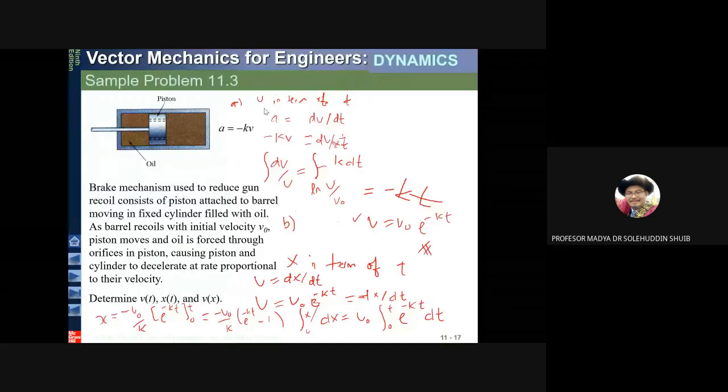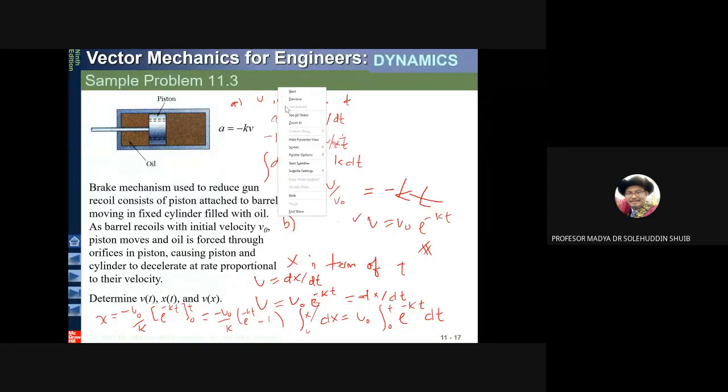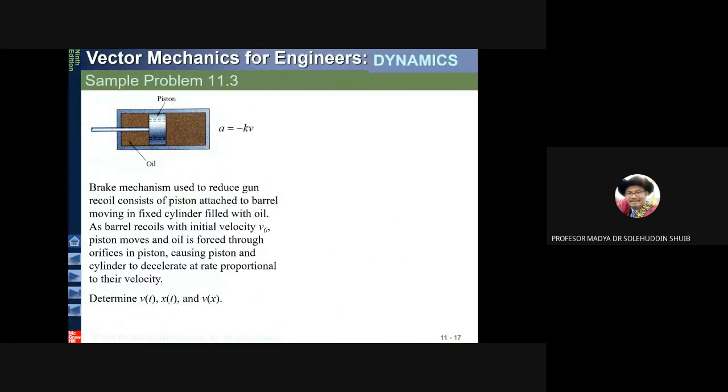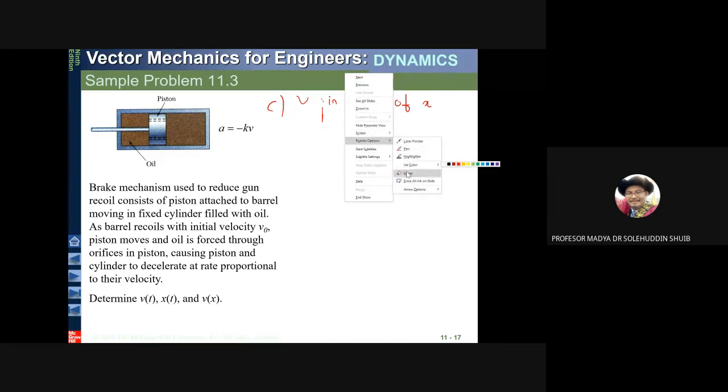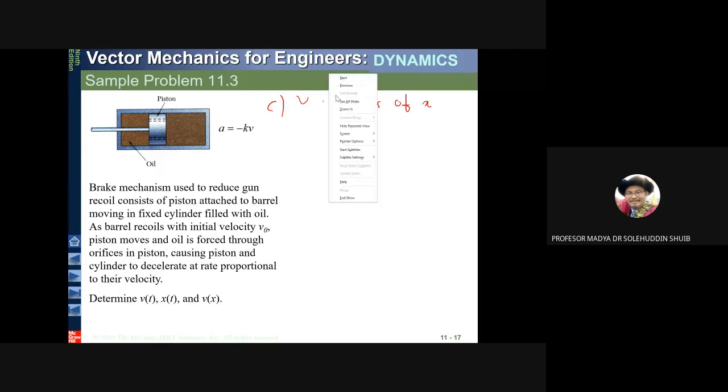Now we move to part C. For part C, I'm going to erase all of this. For part C, you have to write v in terms of x. So how to write v in terms of x?